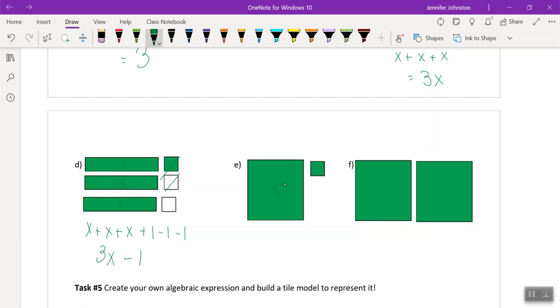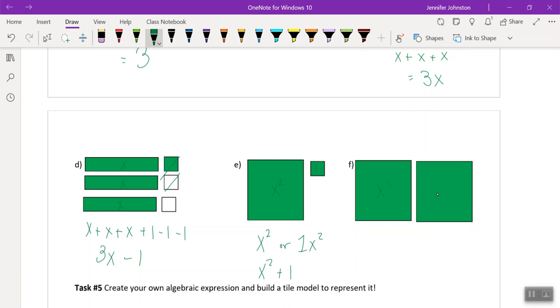This big guy, that's an x squared. So we have 1x squared. You can write the 1 in front, or you don't need to. You can just write it like this, or you can write it with a 1 in front like this. Either one means the same thing, but here we have x squared plus one single one.